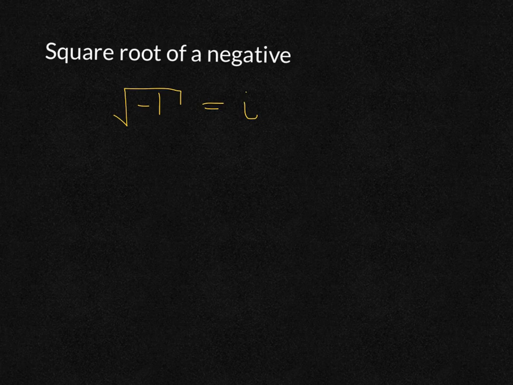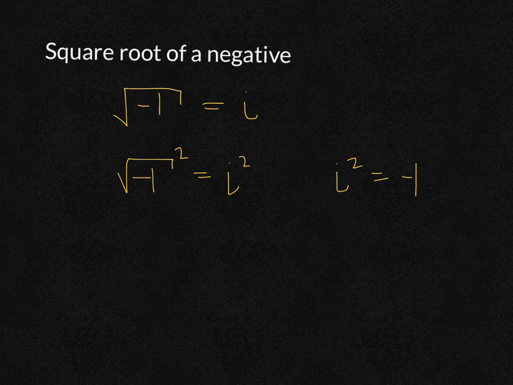What that means then is if I square both sides, so if I have the square root of -1 and I square that, and I square i, that means that i squared is equal to -1. Any real number you do that to won't work out, because any negative times a negative is positive, or a positive times a positive is positive. So that is why we introduce the concept of i. So whenever you have a negative inside your square root, it can be brought out as an i.